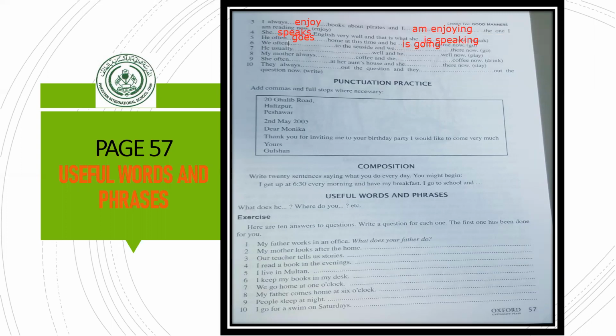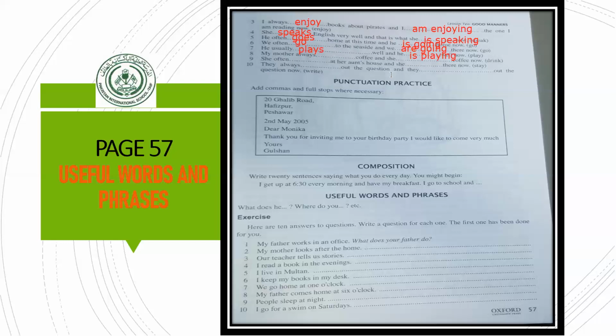Number 6, we often dash to the seaside, and we dash there now. We often go, because there is we, not singular, but we go, and we are going. Yes, we are going. Number 7, he usually dash well, and he dash well now. He usually plays. Yes, he plays well, and he is playing. Yes, he is playing well.